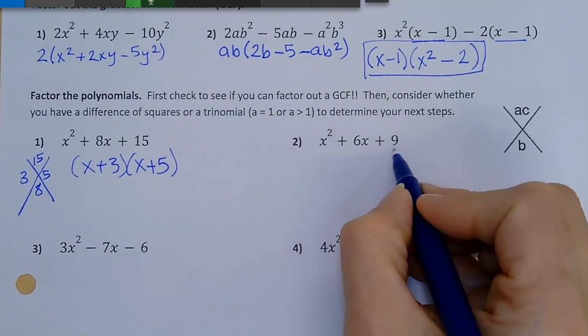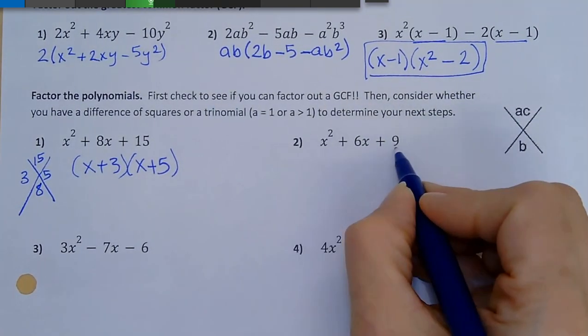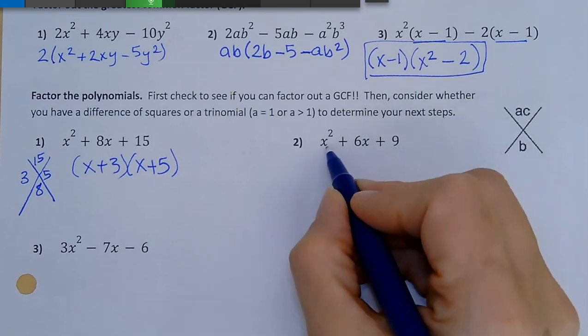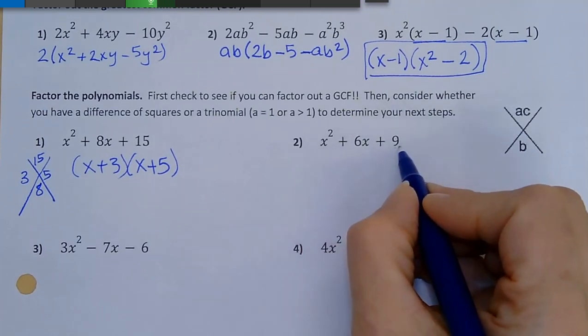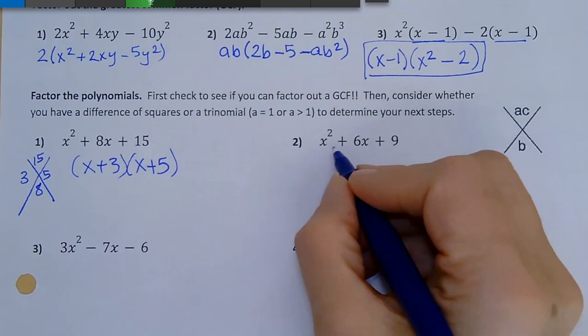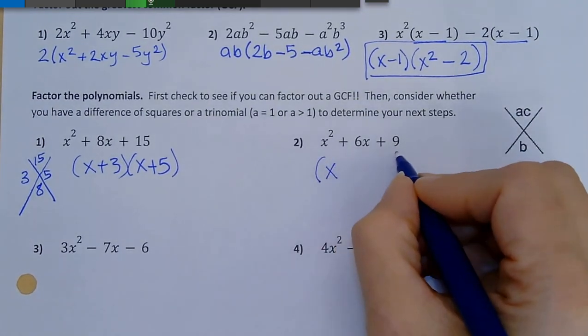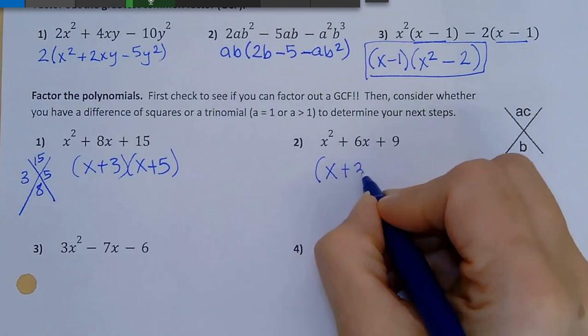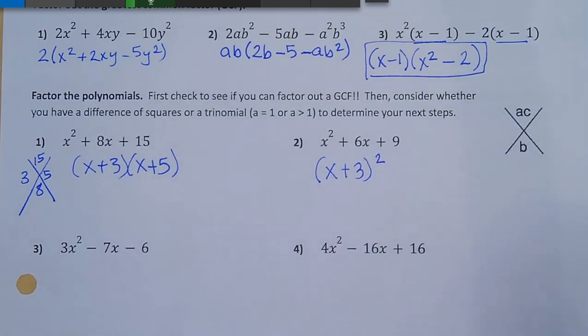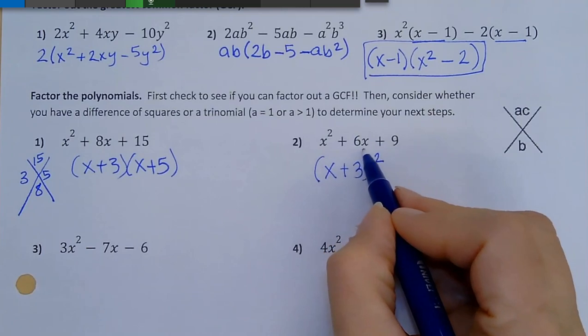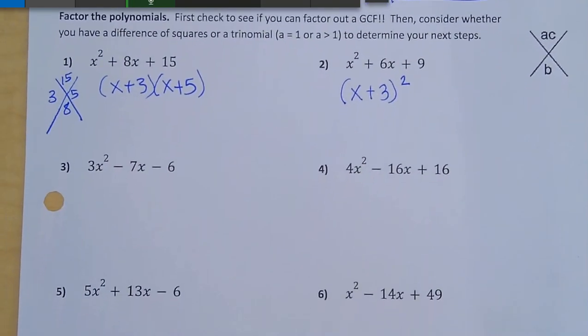x squared plus 6x plus 9, I have a perfect square and a perfect square. If I take the square root of x squared and the square root of 9, I get 3x, and double it, I get 6x. This is a perfect square trinomial. So I'm going to take the square root of the first term and the square root of the last term, and I'm adding them together and squaring them. I'm adding them together because that center term was positive or added.